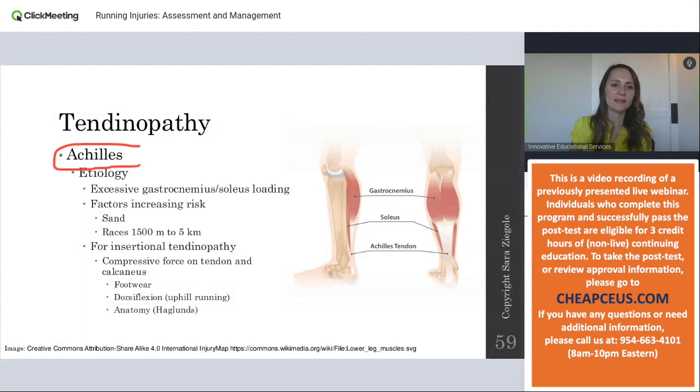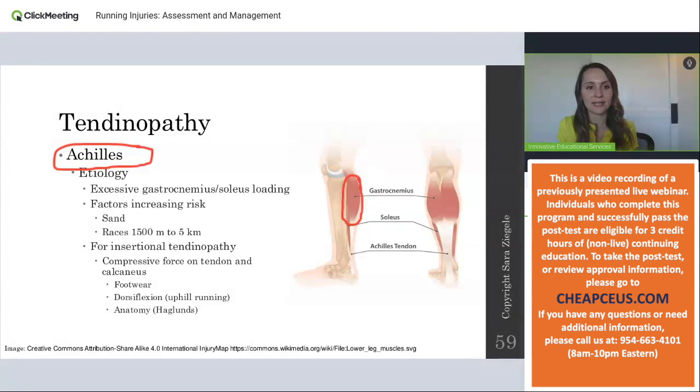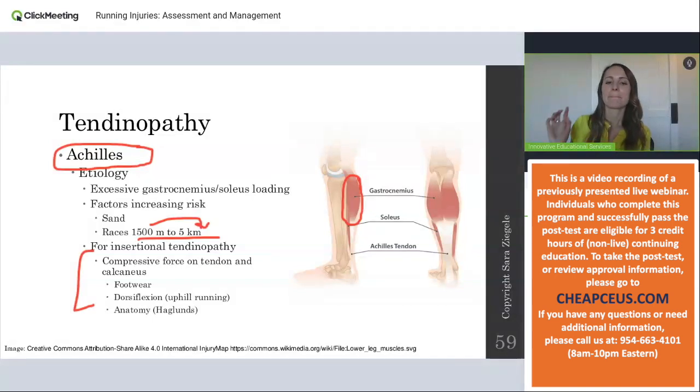Our first area of tendinopathy that we're going to talk about for this population is in the Achilles. This is coming from excessive gastrocsoleus loading. There can be a few different factors that make that more likely. One would be terrain. Running on sand can actually increase the power needed from the gastrocsoleus. Also, the race distance. The reason race distance really matters is because of the speed. When we're talking about shorter races, we tend to see a higher risk of Achilles issues because they're running faster. And we also should differentiate in the Achilles between mid-substance and insertional tendinopathy.